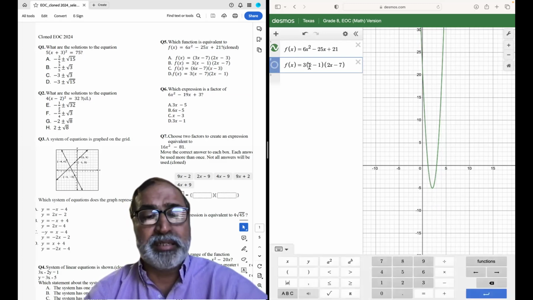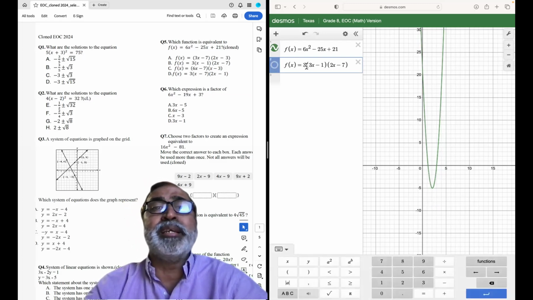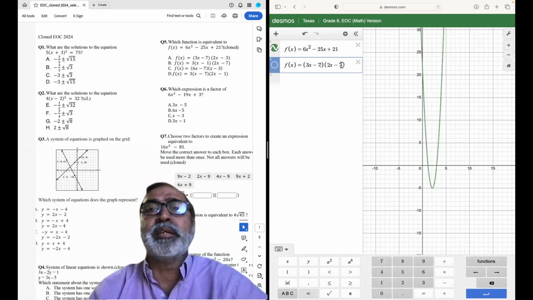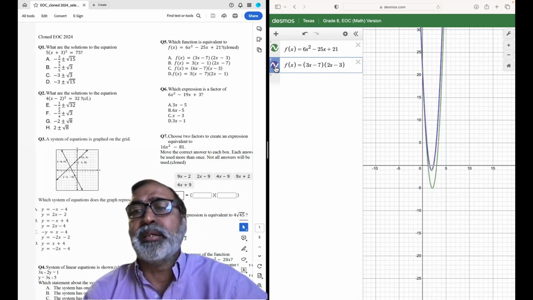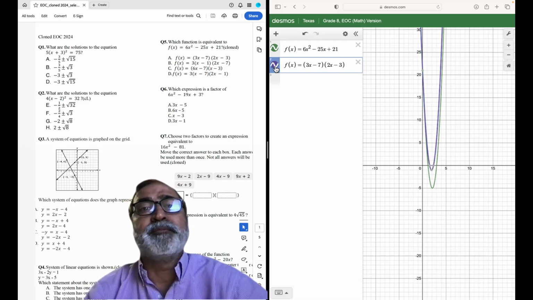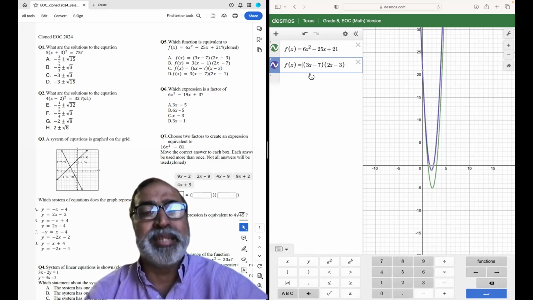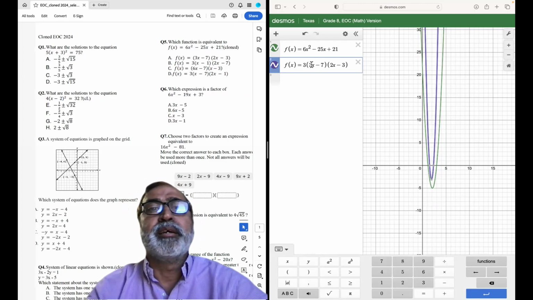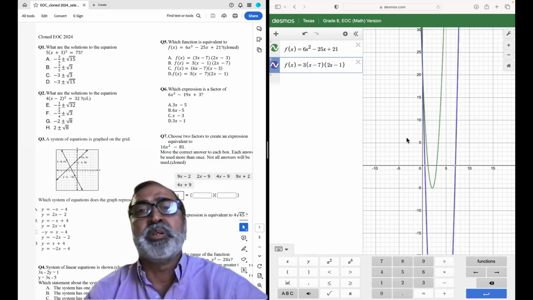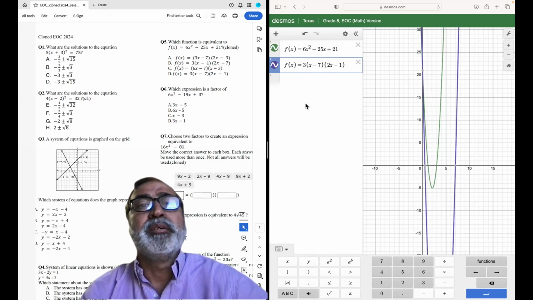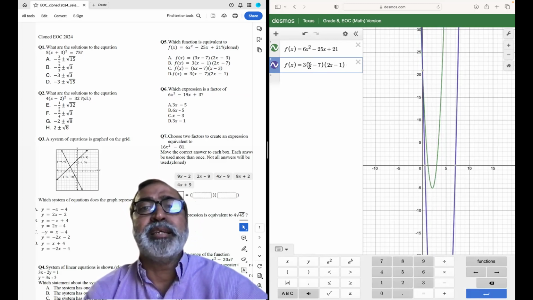So let's try the A choice. That was B, which I tried. Let me try A. I don't have to type the whole thing again. I can just type like that, and then I'm going to open up the graph. That's not it either, right? Okay, let's try D, 3x minus 7, 2x minus 1. No, D didn't work.